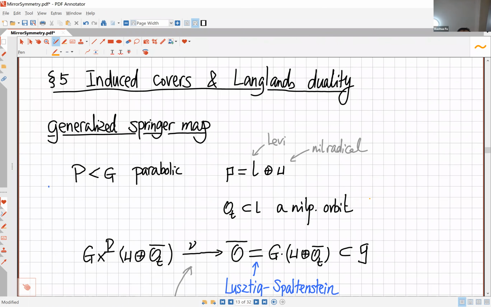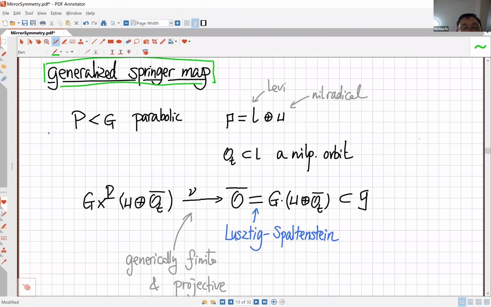The second case, the general case, is called the induced cover. It's different from the parabolic case, because the parabolic case only works for Richardson orbits, but for general special orbits you always have this induced cover. So in this case we need to introduce the generalized Springer map. This is something more general than the Springer map. Recall the Springer map is just from G-mod-P to some O-bar, where G-mod-P is in fact G cross P and this U, and U is just the nilradical of this P.